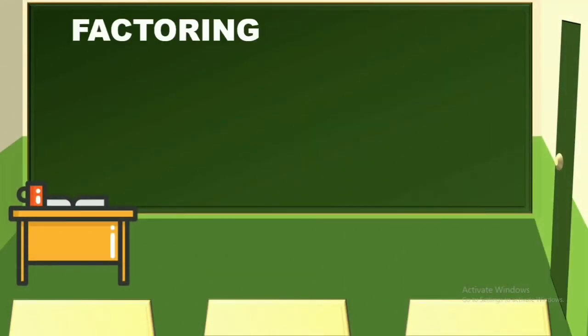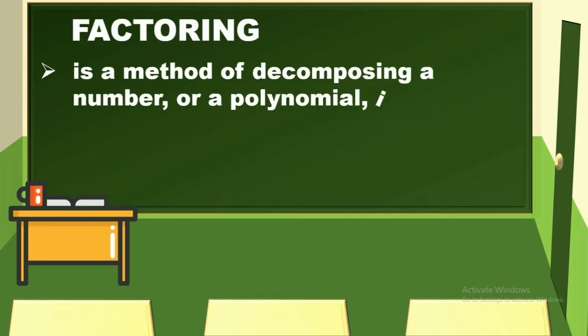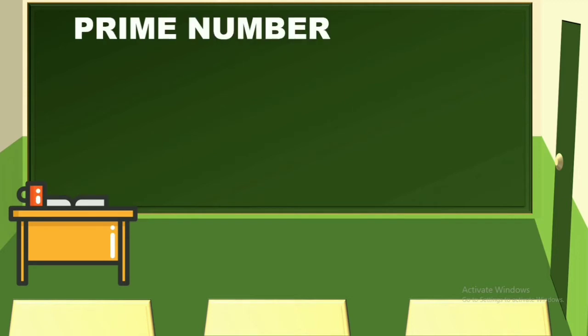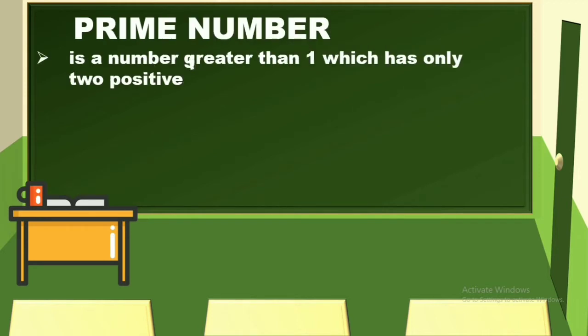So first, let us define what is factoring. Factoring is the method of decomposing a number or a polynomial into a product of two or more prime numbers. That is factoring. So what is prime numbers or prime factors? It is a number greater than 1 which has only two positive factors. Example of prime number is 2, 3, 5, or 7. At marami pang iba. Okay, why are they prime numbers? Because these numbers have only two factors, the number itself and 1.